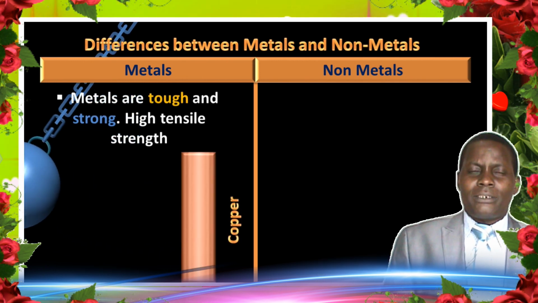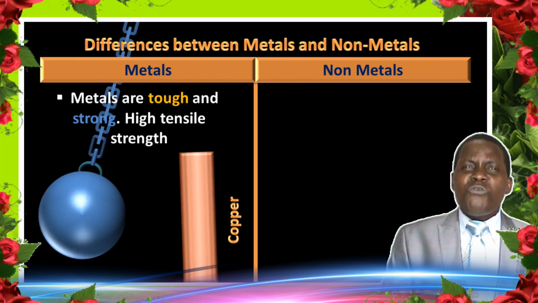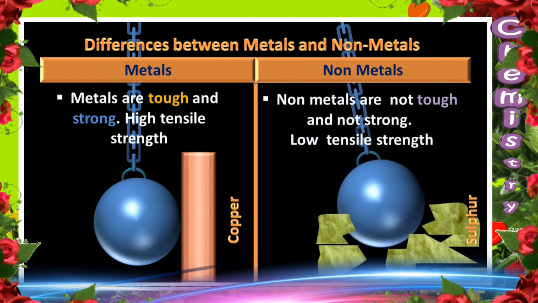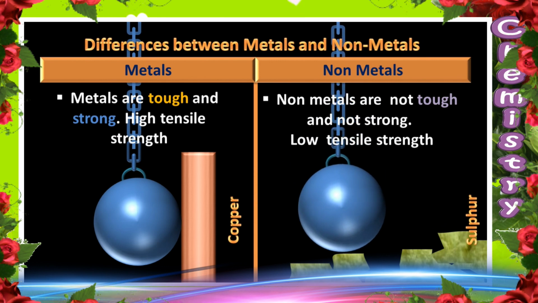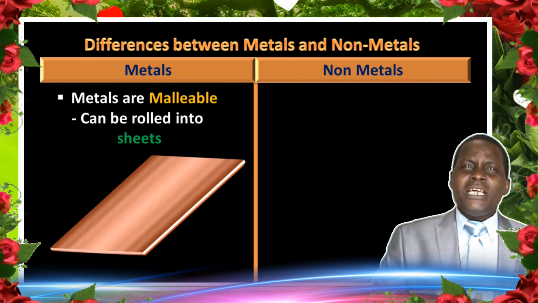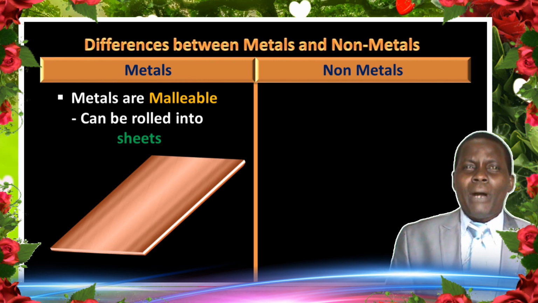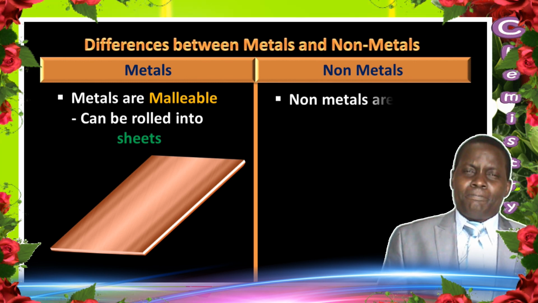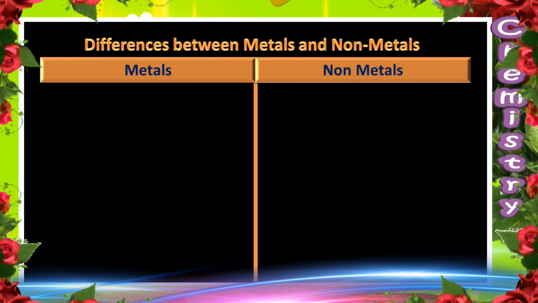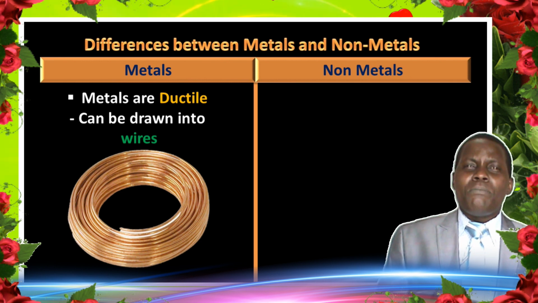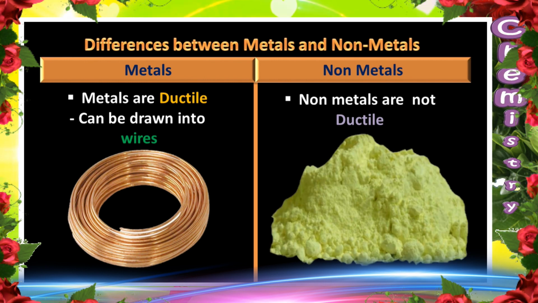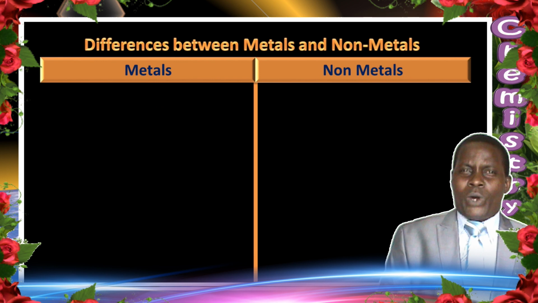Metals, if you look at copper, are tough and strong. Whereas nonmetals like sulfur are not tough and not strong. Metals are malleable. That is, they can be hammered into sheets. For example, copper can be made into sheets. But nonmetals are not malleable. They cannot be formed into sheets. Metals are ductile in that they can be made into wires. Whereas the nonmetals can't be stretched or formed into wires.